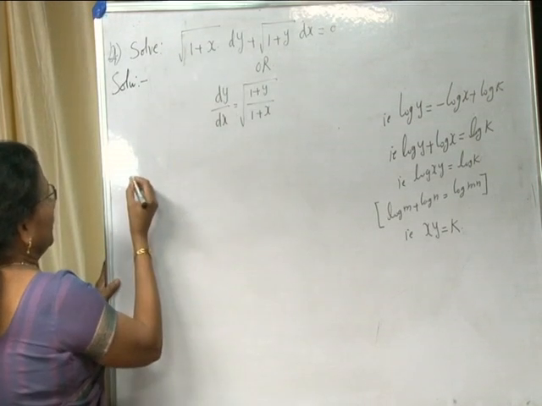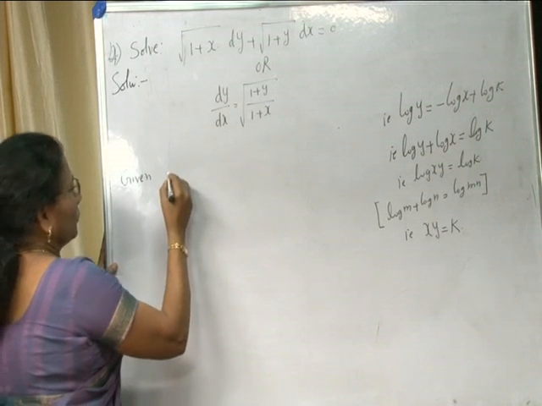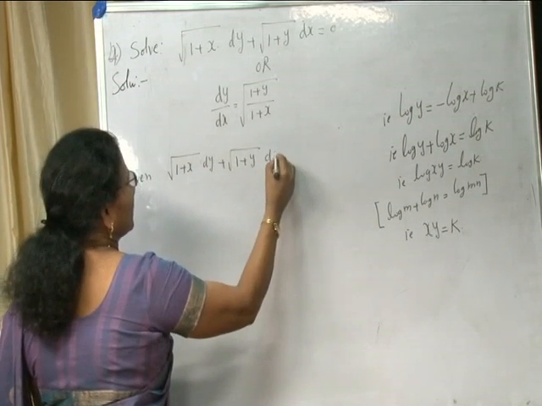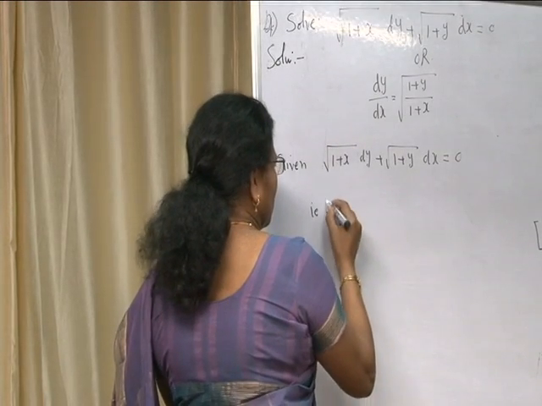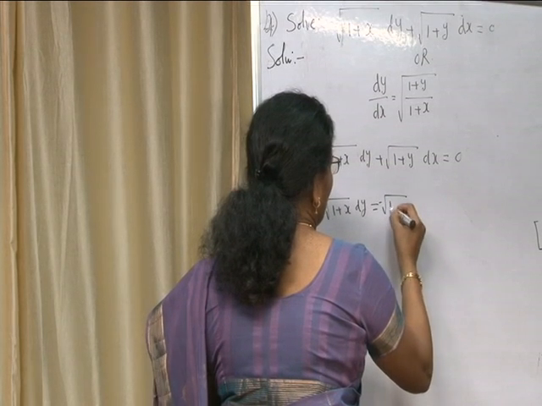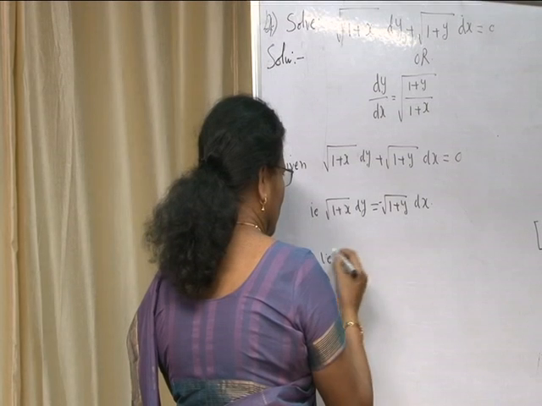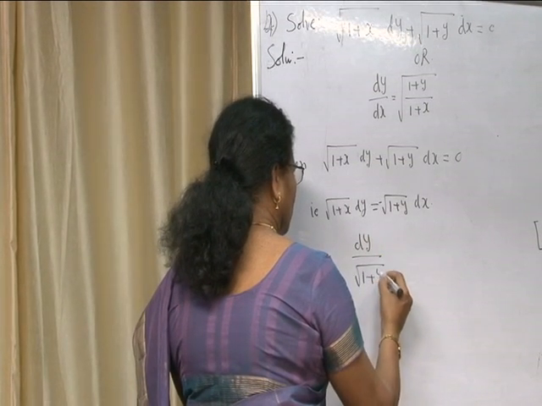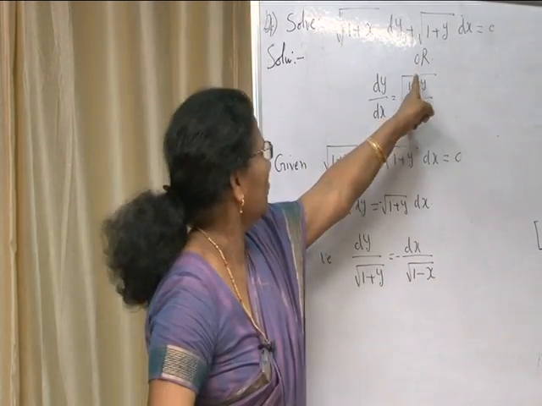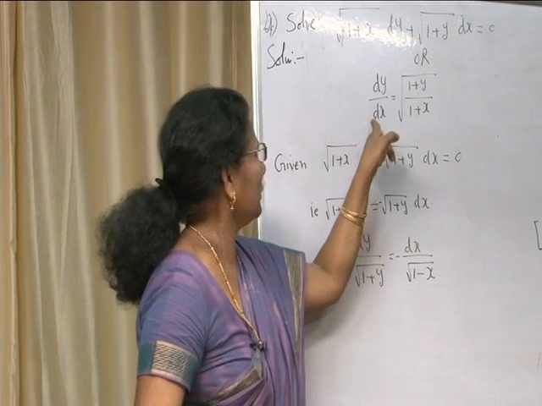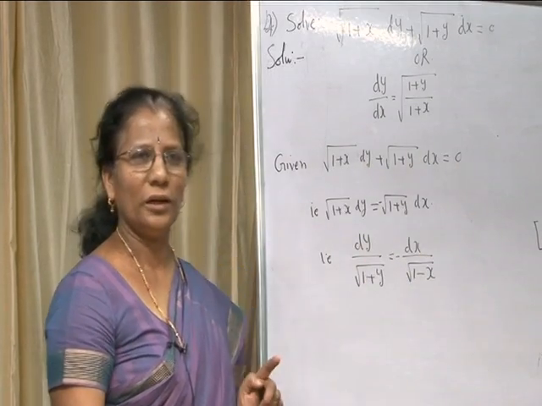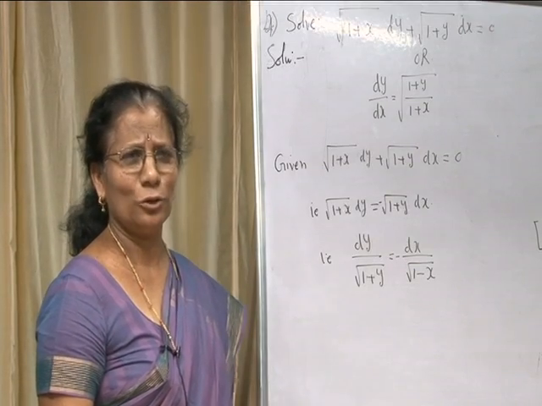Let us take the first one. Given: root of 1 plus x dy plus root of 1 plus y dx equal to 0. That is, one term in LHS, another term minus root of 1 plus y dx. Then by cross multiplication, even here also, dx will go there, and root of 1 plus y comes here. Directly you can do the cross multiplication, but in this you have to take the one term to that side first, afterwards you do the cross multiplication. Now if you integrate, you will get the solution of the differential equation.